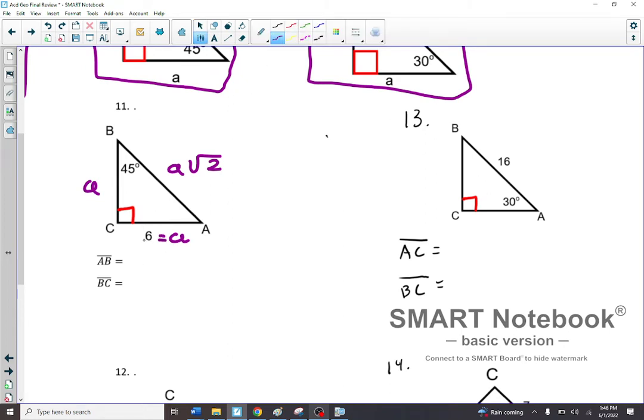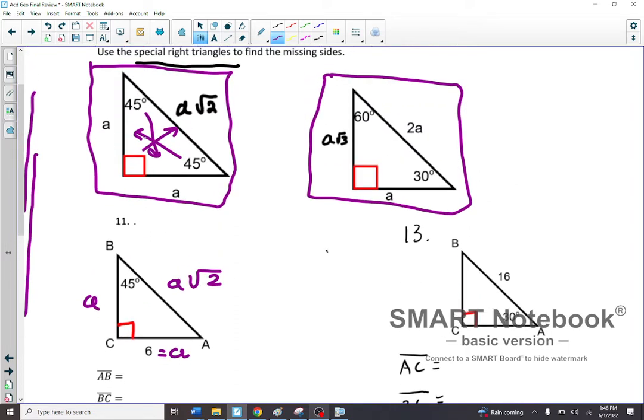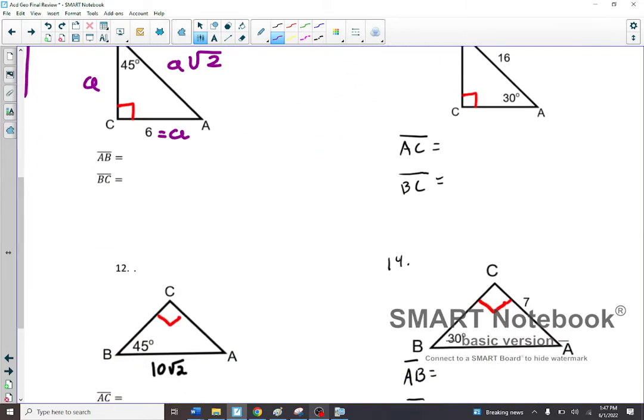Where the A's go, like if this is an A or an A root 2, is dependent on what's across from it. So across 45, it's going to be an A. So let's say if we did the number 12 in here. Across this one should be an A, and across this one should be an A, while this should be the A root 2, okay? That's why it's different.